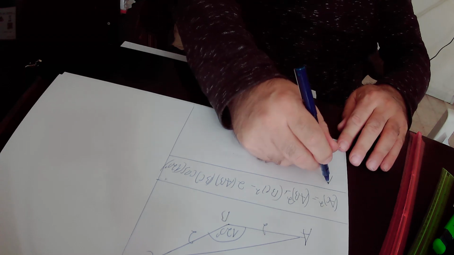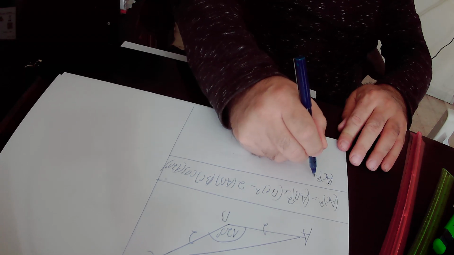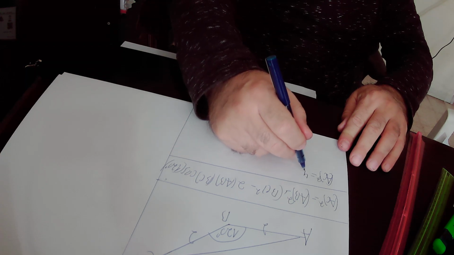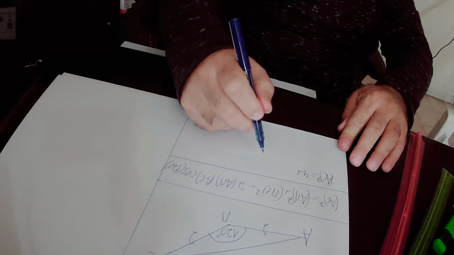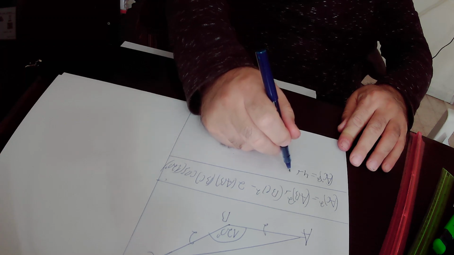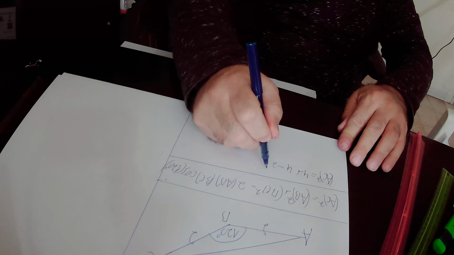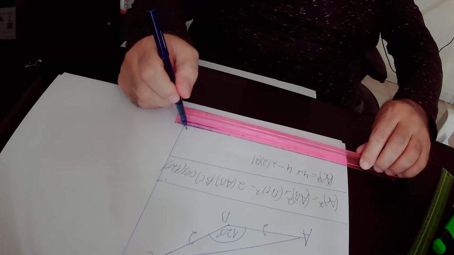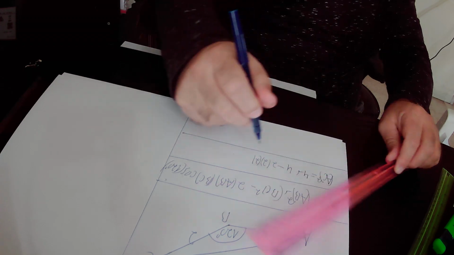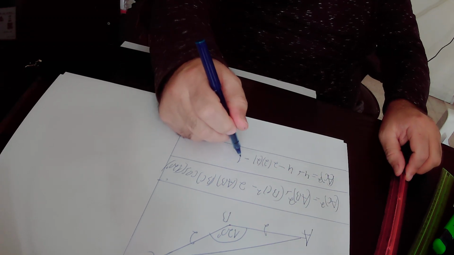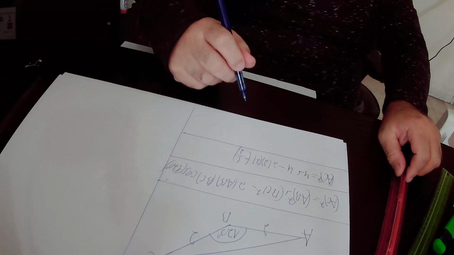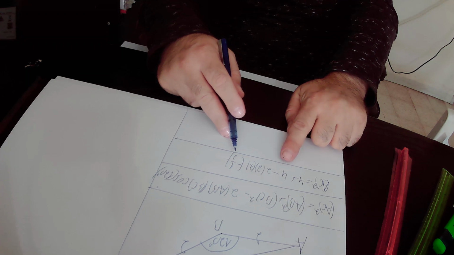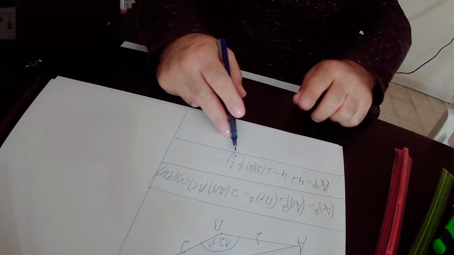So AC squared equals AB squared. AB is 2, so AB squared is 2 squared, that is 4, plus BC squared. BC is 2, so BC squared is 2 squared, that is 4, minus 2 times AB is 2, BC is 2, and cosine 120 degrees is equal to minus 1 half. So we substitute cosine 120 degrees by minus 1 half. In this expression we have minus times minus, that is plus, so this expression will be a positive number.